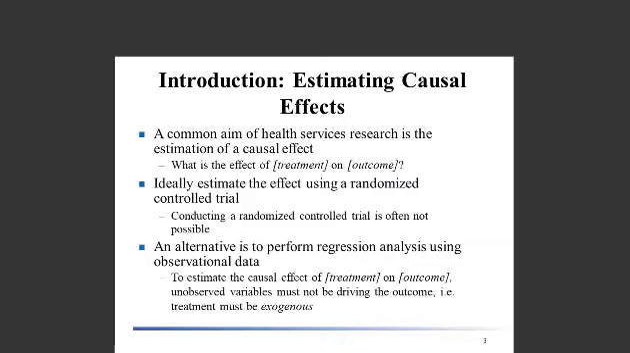A common aim for health services research is the estimation of a causal effect. So we're interested in what is the effect of treatment on some outcome. Ideally, we'd estimate this effect using a randomized control trial. However, conducting a randomized control trial is not often feasible. So an alternative is to perform regression analysis using observational data. To estimate the causal effect of treatment on outcome, there must not be any unobserved variables that are driving the outcome. That is, treatment should be exogenous.